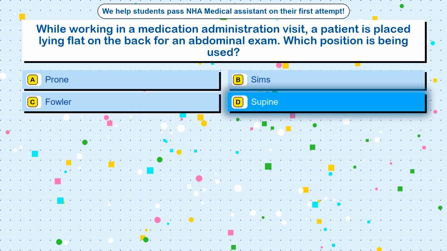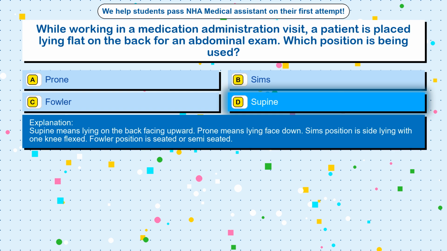The correct answer is option D, supine. Supine means lying on the back facing upward. Prone means lying face down. Sims position is side lying with one knee flexed. Fowler position is seated or semi-seated.